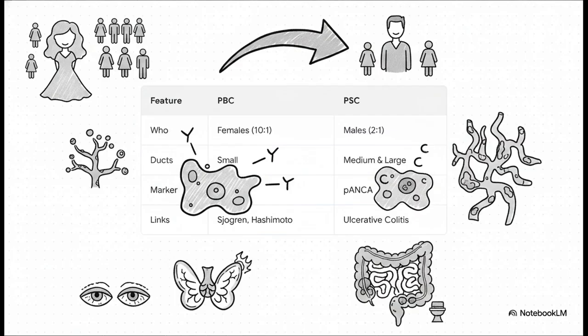In the other corner, we have primary sclerosing cholangitis, or PSC. This mostly affects younger men, usually around 30 to 40 years old. Instead of just hitting the small ducts, PSC goes after the medium and large ducts, both inside and outside the liver. Their key marker is pANCA, showing up in about 84% of patients. And the association they test all the time? 70 to 80% of PSC patients have inflammatory bowel disease, specifically ulcerative colitis.